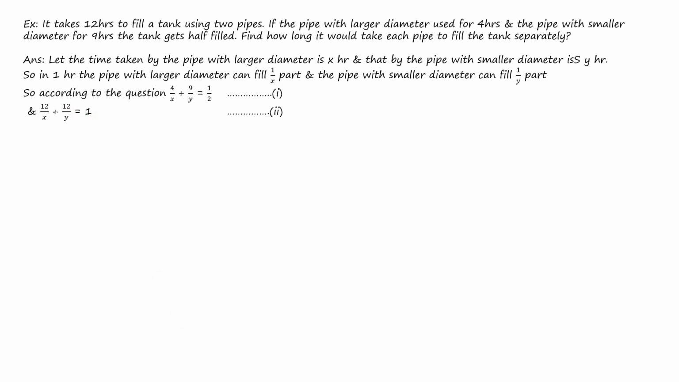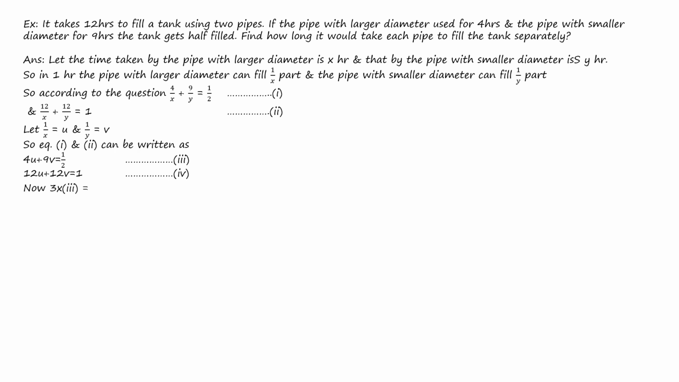So we got two equations, equation 1 and equation 2. Now let's put 1 by x equals u and 1 by y equals v. So equation 1 and equation 2 can be written as 4u plus 9v equals 1 by 2 and 12u plus 12v equals 1. Let these be equation 3 and equation 4 respectively.